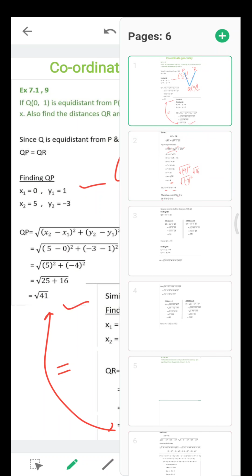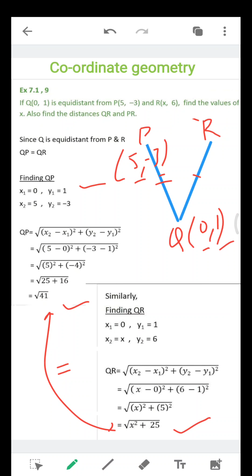If I take this figure, for this R we have two possible cases. R can be 4 comma 6 or R can be minus 4 comma 6. Okay, it takes two values. Now let's proceed. We have to find QR and PR. QR is this distance and PR means this distance. So let's find the distances QR and PR.